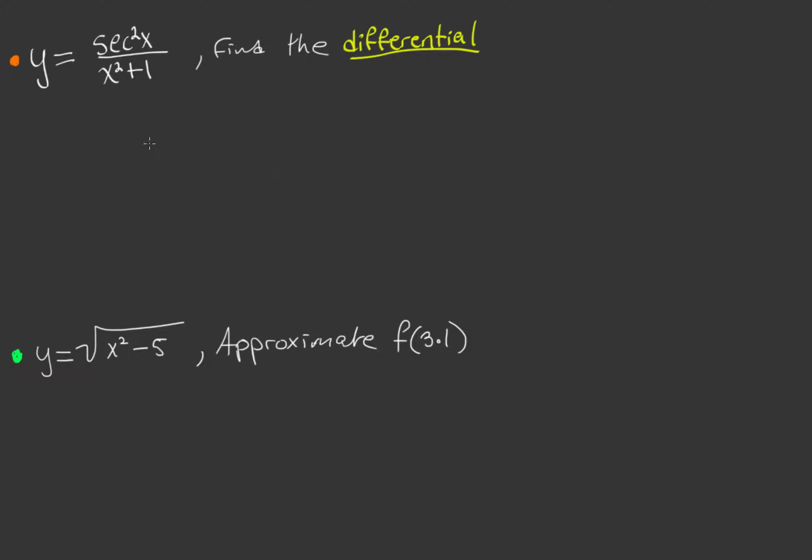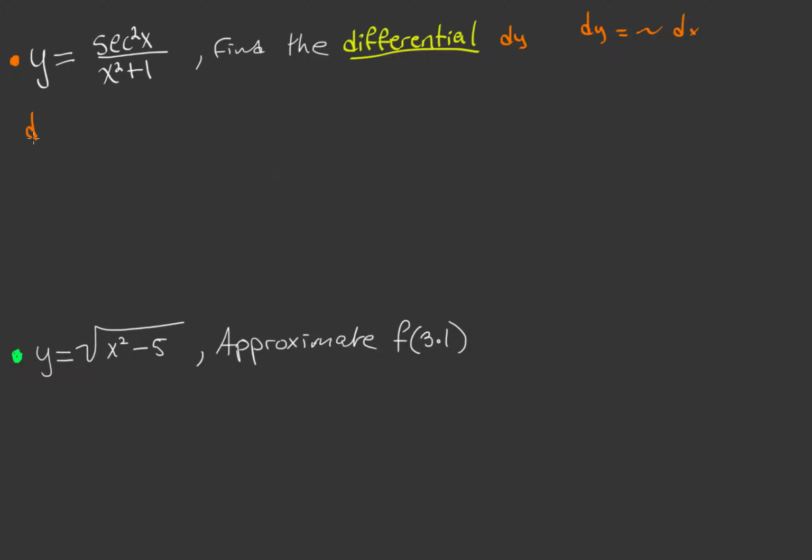So we're going to cover 4 different types of questions regarding differentials and linearizations. The first one is finding the differential. When you find the differential, it's basically finding dy. Well, we know that when we have dy over dx equal to something, if we just multiply both sides by dx, we get that something times dx, and that's our differential.